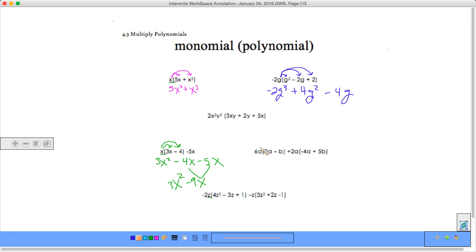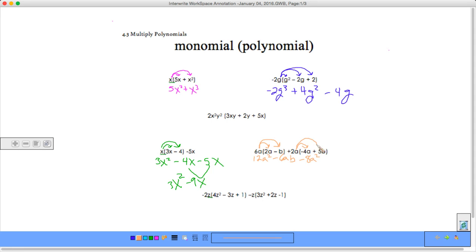Moving on over here. We're going to take 6a times 2a. 6 times 2 is 12. A times a is a squared. 6a times negative b is negative 6ab. Then looking at the second set of parentheses, I have 2a times negative 4a. 2 times negative 4 is negative 8. A times a is a squared.